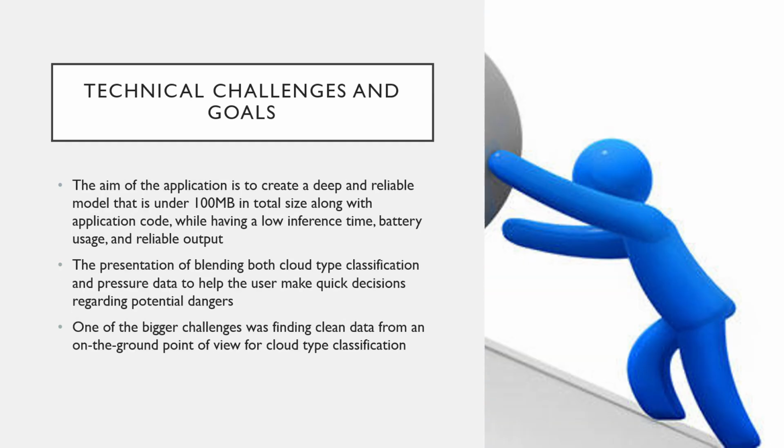The goal of the application was to create a deep and reliable model, 100 megabytes or less in size, while having a low inference time for live inference and low battery usage. So with this, the code has to include both the cloud type classification model and pressure data modules within the application, along with all the UI and other Kotlin components. So the user can make quick decisions just on one UI regarding potential dangers.